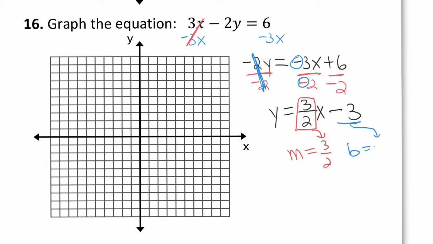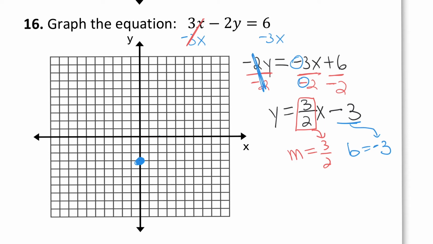So you guys have the negative 3. So on the y-axis, I'm going to go to negative 3, negative 1, negative 2, negative 3. It's right here. My slope is positive. So I'm going to go 3 up and 2 to the right. Rise over run. So from the y-intercept, 1, 2, 3, and 2 to the right, 1, 2.